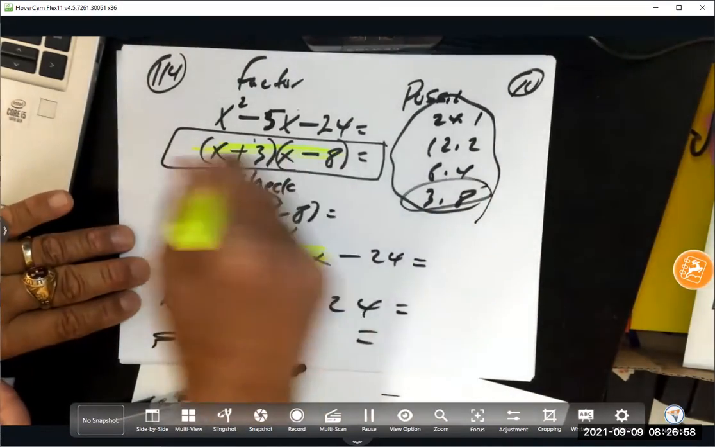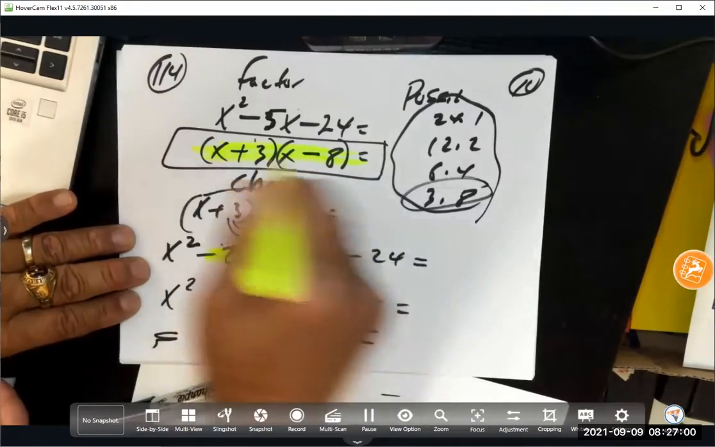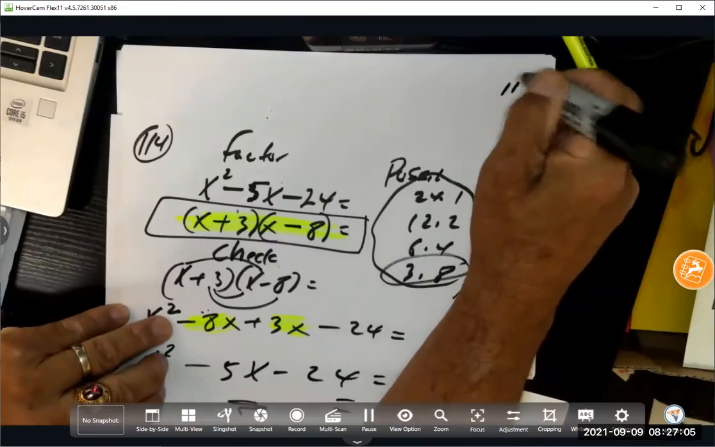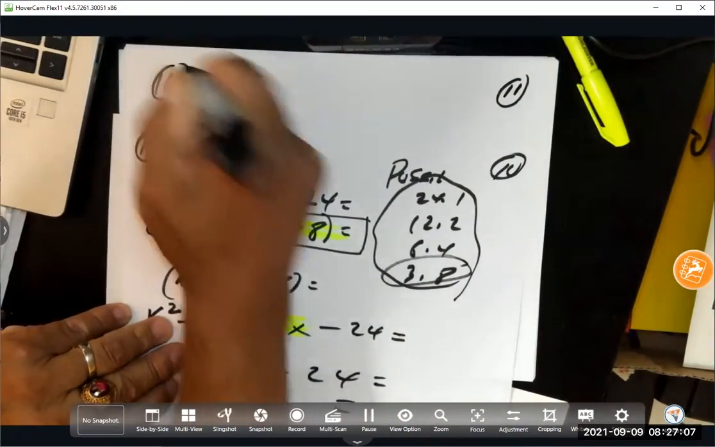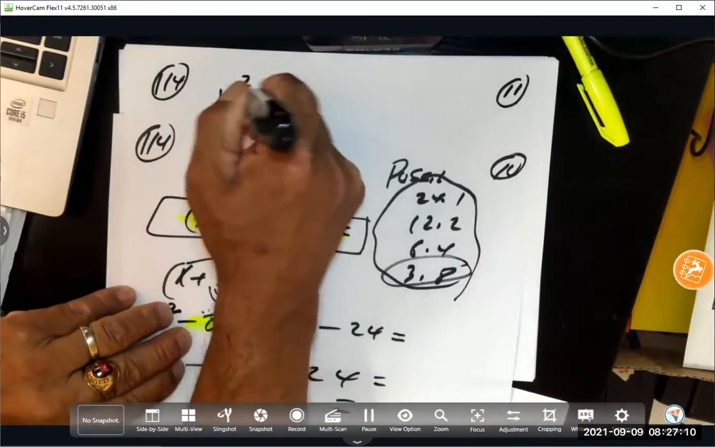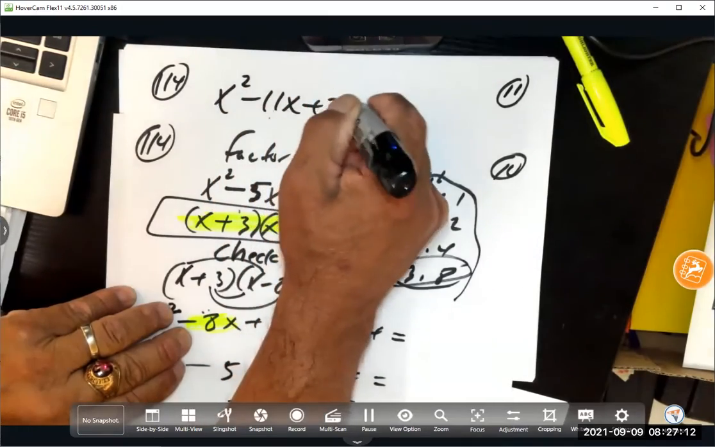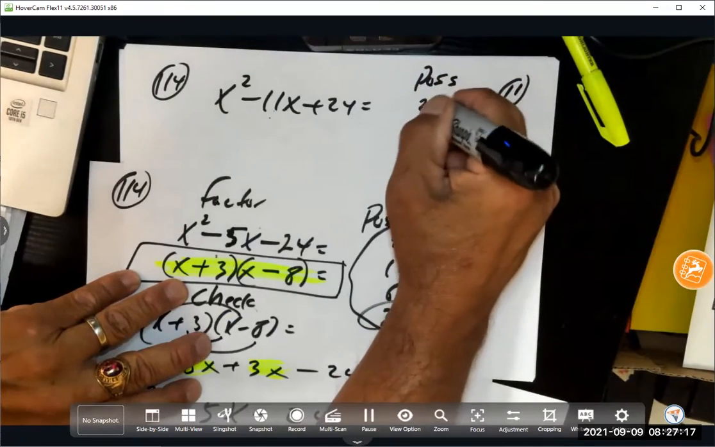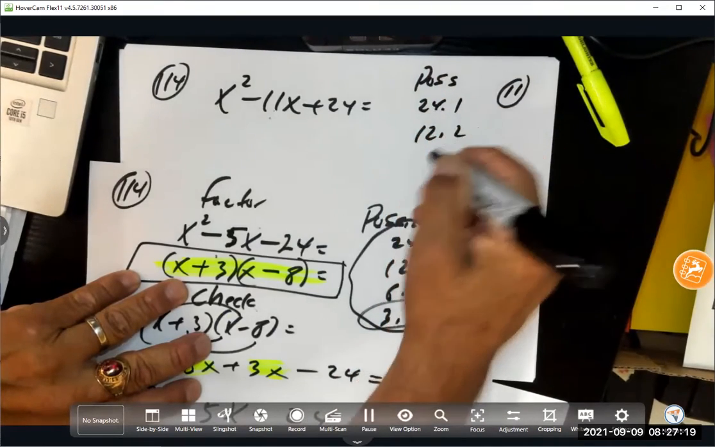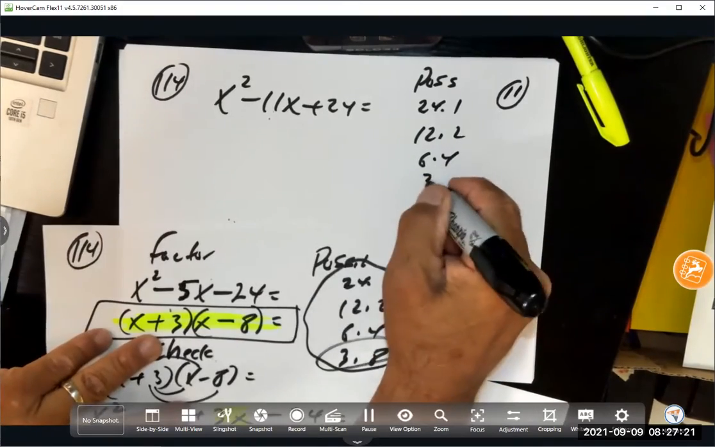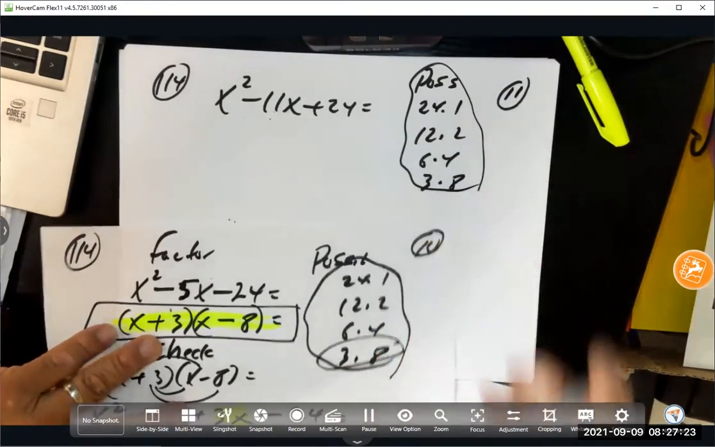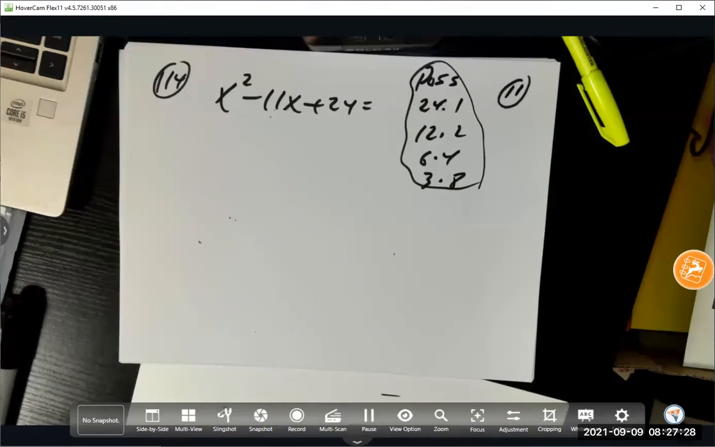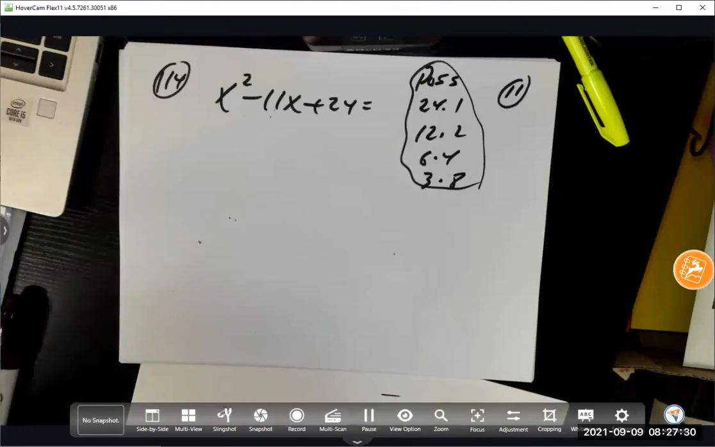It has to be mine. Okay. So now I'm going to use the same numbers. I'm just going to switch it. Okay. All right. Same problem, one more time. So I'm going to put x squared minus 11x plus 24. Now I'm going to put the possible numbers over here: 24 times 1, 12 times 2, 6 and 4, 3 times 8. All these are 24s. So now you tell me which one.